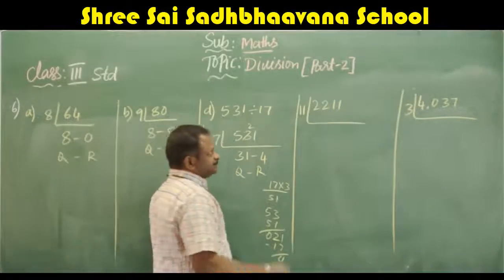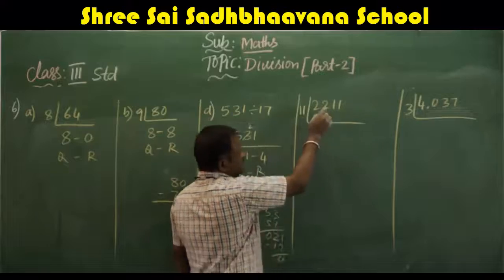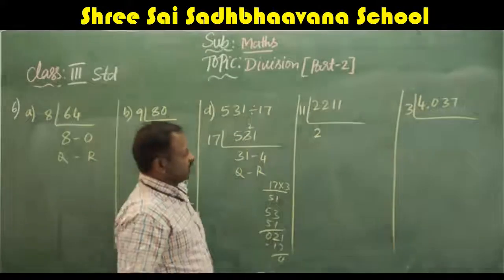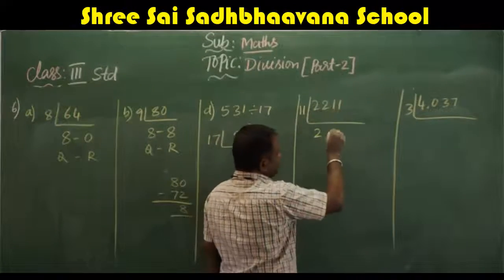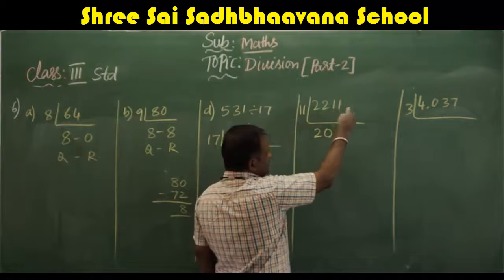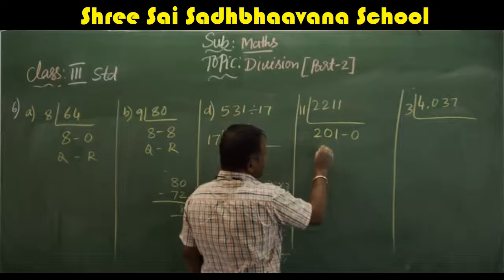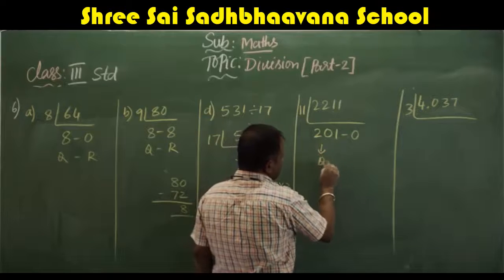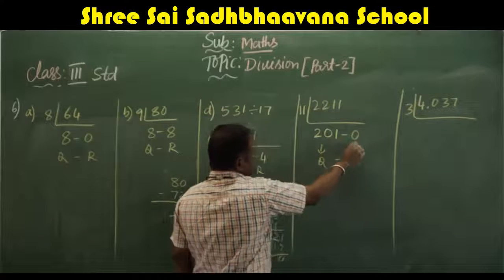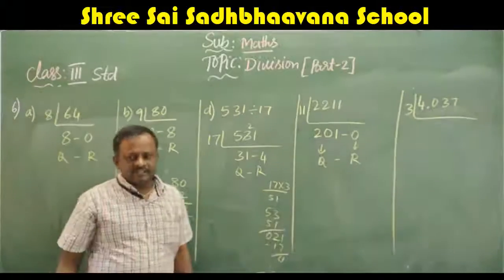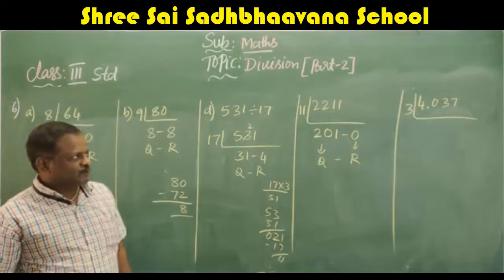Come to here from 11. 11 2s are 22. So you get 1, it won't divide, you put 0, you take 1, so 11 1s are 11, 0 is the remainder. 0 is the remainder, 201 is the quotient.